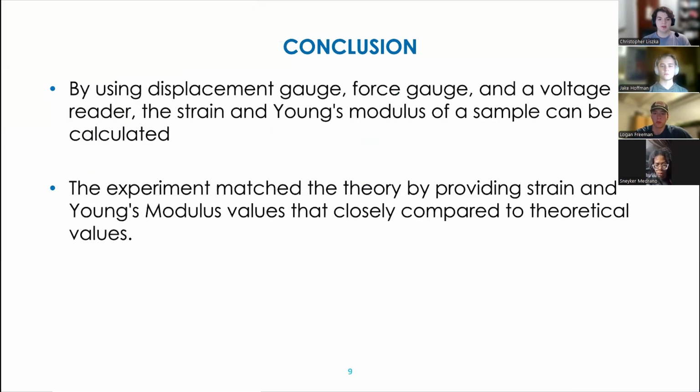All in all, with the setup we had using the displacement gauge, force gauge, and the voltage reader, the strain and Young's modulus of the sample were pretty accurately calculated. And we showed that the theory shown by the equations in the first slide, equations 1, 2, 3, and 4, were proved to be pretty effective because the tests and those equations give us results that match pretty closely with the theoretical values we got from the theoretical strain equation, equation 2, and the theoretical value we got from the engineering toolbox.